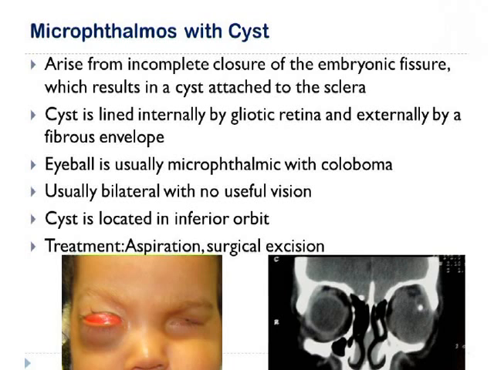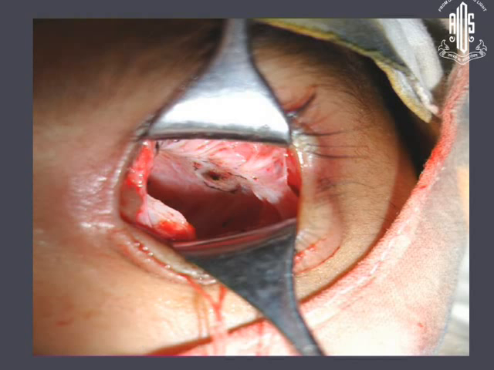This is the intraoperative picture. This is the cyst which is open, and you can see the connection here to the eyeball, which is situated in the supero-temporal part of the orbit.